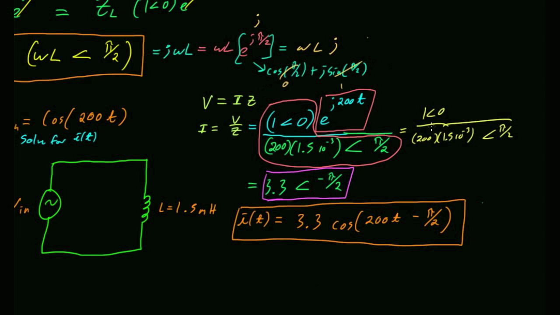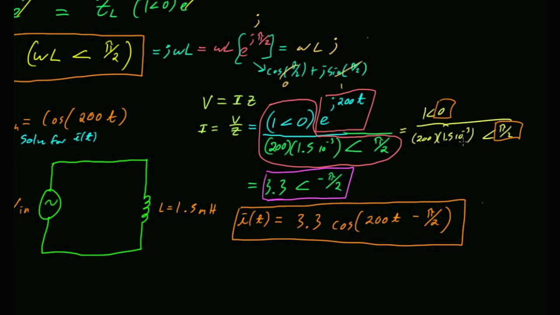Because this was my coefficient out front. It was the ratio of those two phasors. I divided the magnitudes, that's how I got the 3.3. I subtract the phases: the phase of the numerator minus the phase of the denominator, 0 minus pi over 2. I think 3.3 you said? Magnitude? Yeah, I did 1 divided by 200 times 1.5e minus 3.